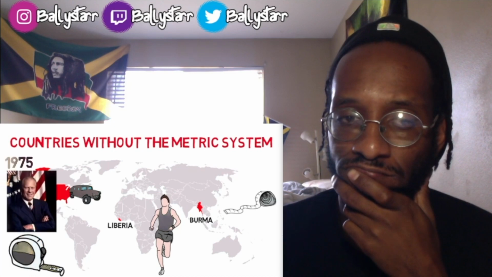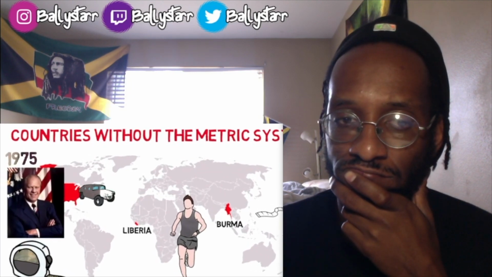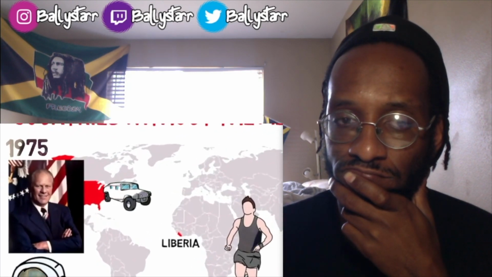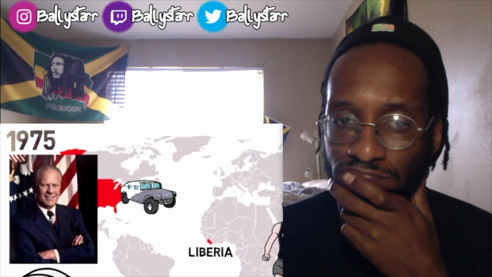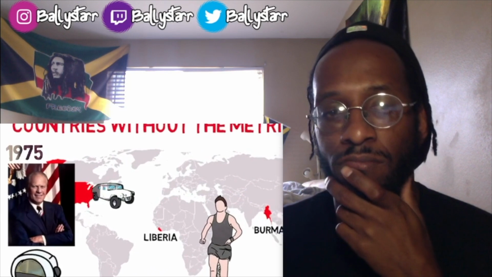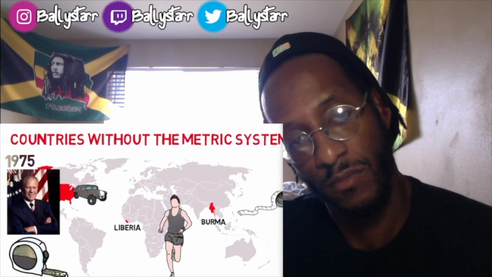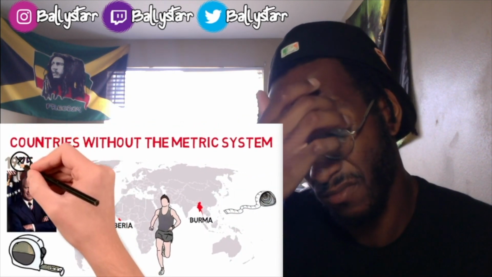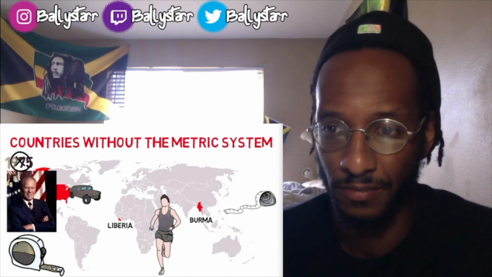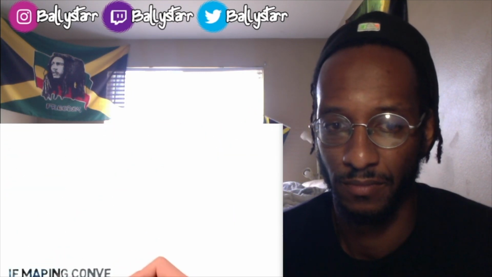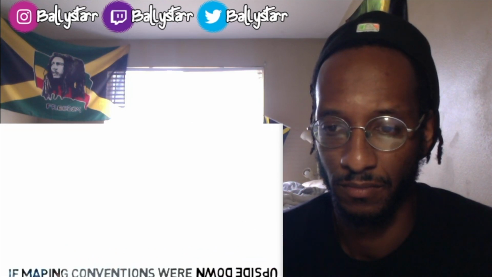In fact, in 1975, President Gerald Ford signed it into law, declaring the metric system the preferred system of weights and measures for the United States trade and commerce. But I guess it just didn't have much success in fully being implemented with the whole of the population. Now we move to how the world would look if mapping conventions were upside down.